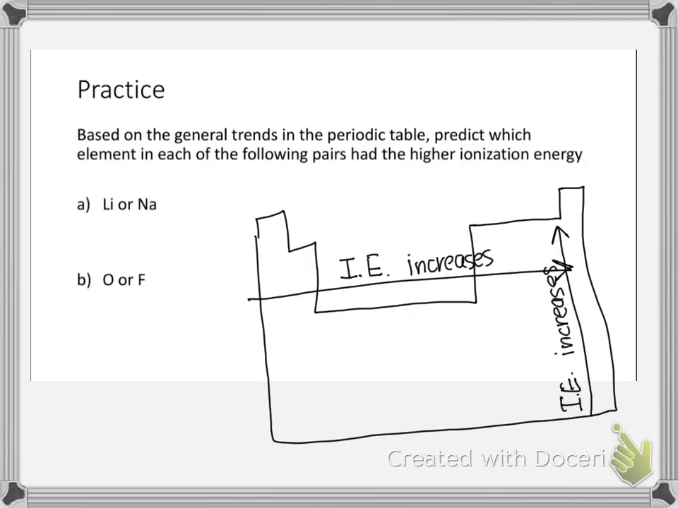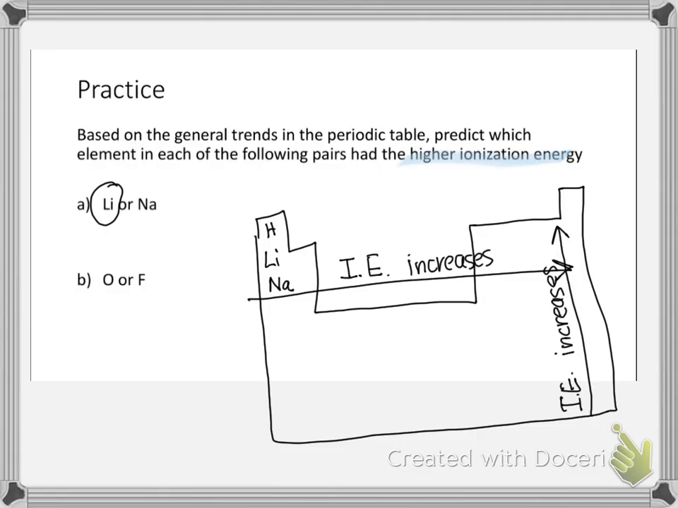So I have lithium and I have sodium. They're both over here, with hydrogen up here. So what am I trying to answer? I want the higher ionization energy. These are going to be in the same group. And we know in the group, the ionization energy increases as you go up. So lithium would have a higher ionization energy than sodium.